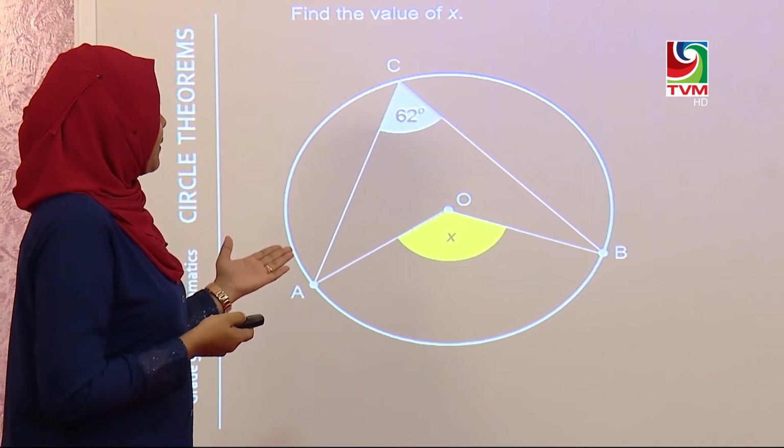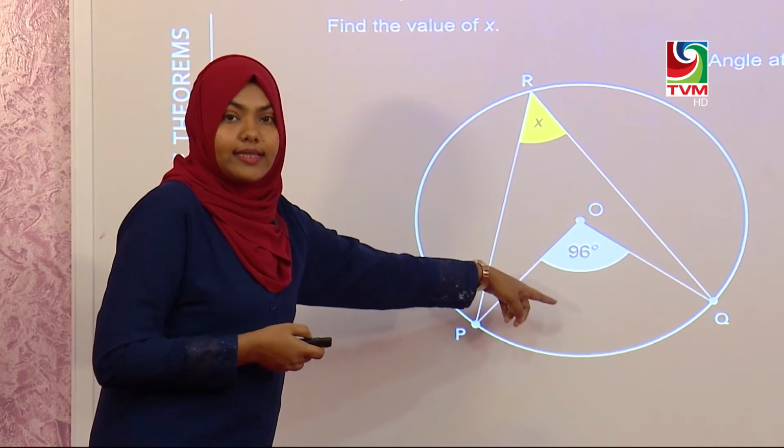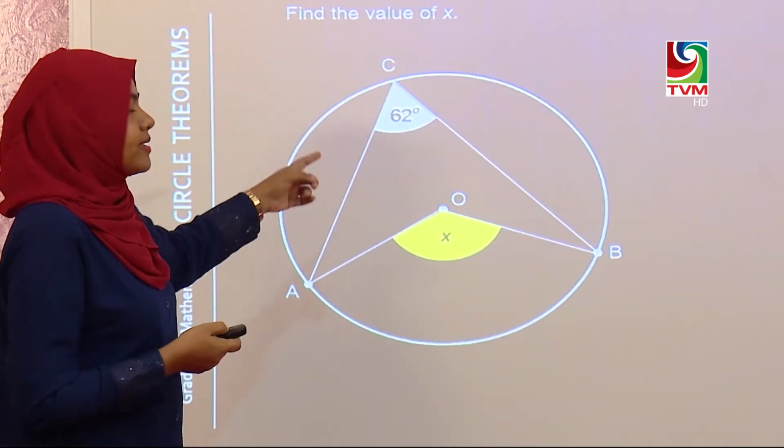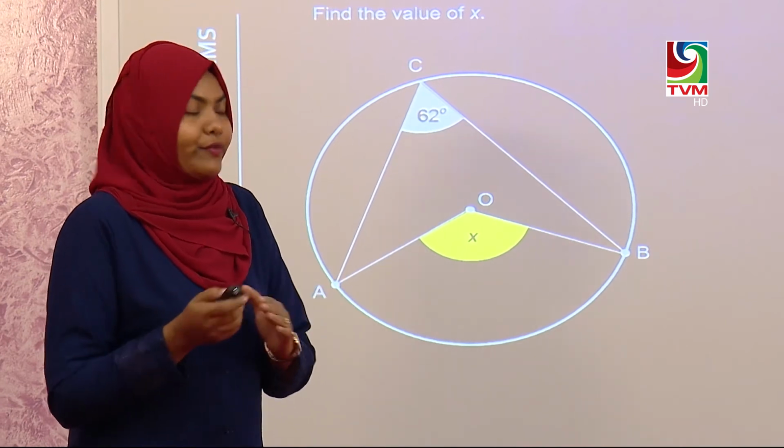This is another type of question. Look at the diagram. There is a difference. Here the center angle is given. In the next question, the circumference angle is given. This time you have to do the work differently.